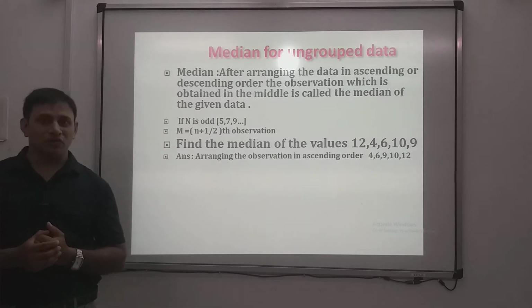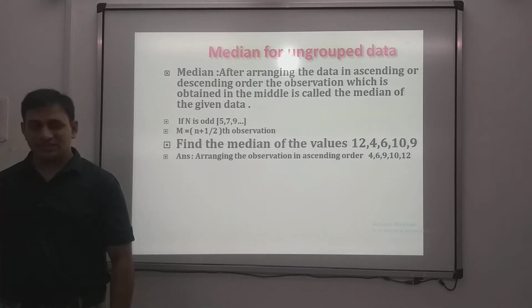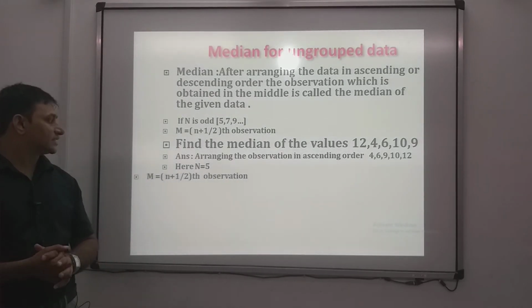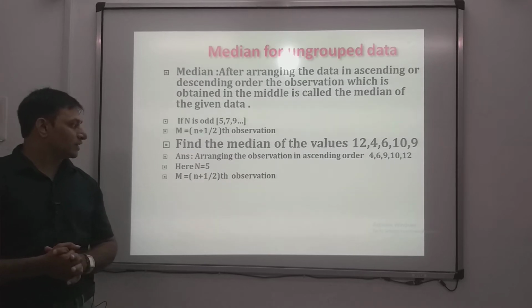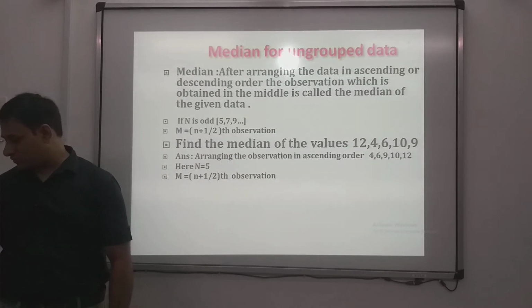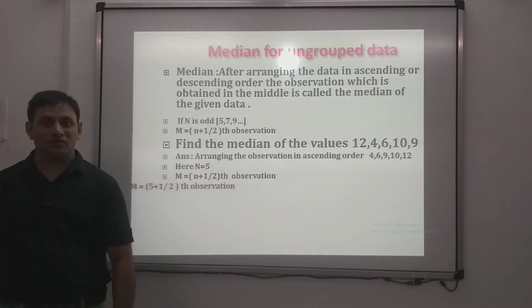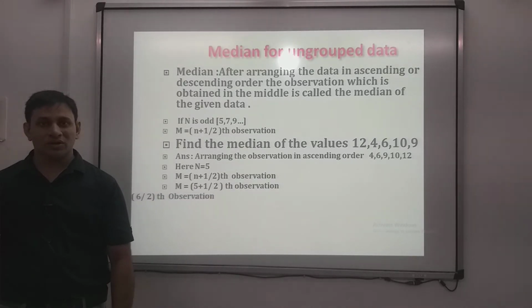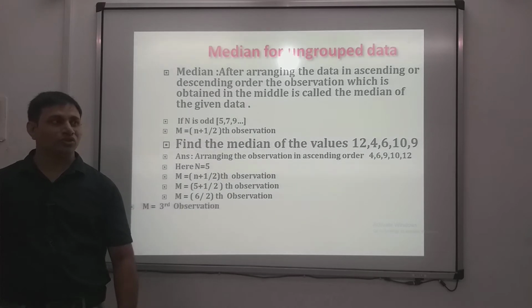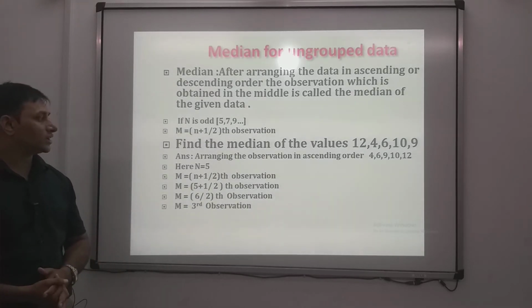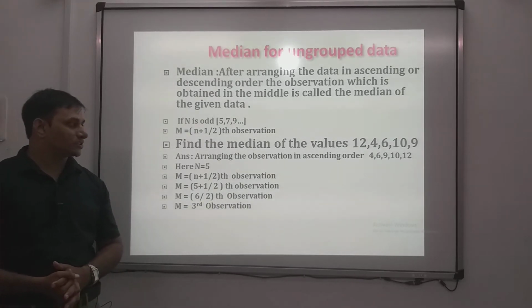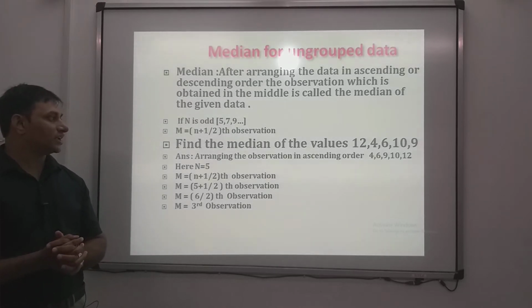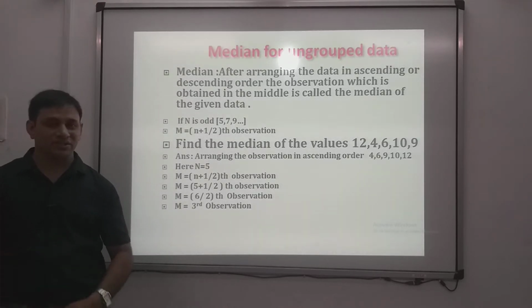Now students, apply the formula. Here n is 5. Therefore, the formula is m is equal to (n plus 1) by 2th observation. Put the value of n is equal to 5. 5 plus 1 is 6. 6 divided by 2, that I got, third observation. Now the third observation you need to see in ascending order. Please don't forget that we have to see that in ascending order. Your third observation is 9.